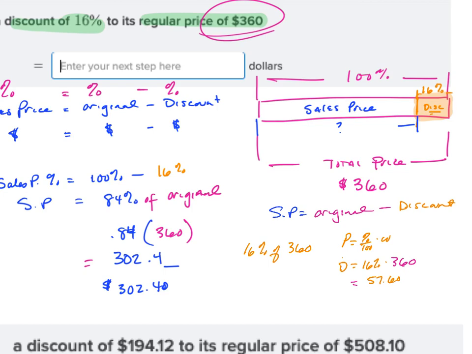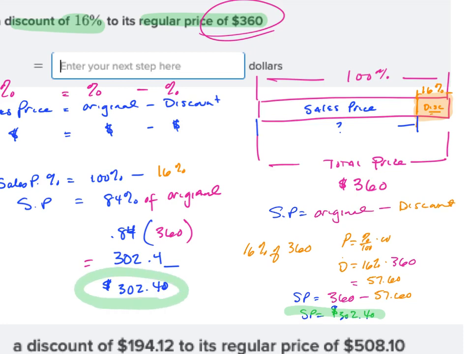And then what we have to do is, we're talking about money. So again, our sales price equals the original, which was 360, minus the discount, which is 57.60. And that means that our sales price equals $302.40. And notice we got the same answers. This answer and this answer are the same.